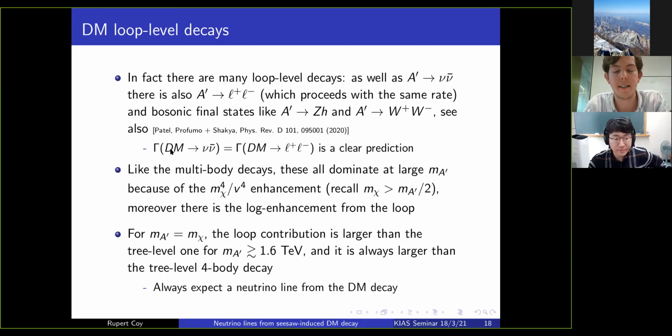And this is this very nice thing that the width of dark matter to nu bar is the same as dark matter to charged leptons. That's a clear prediction of this type of model. And as we'll see quite soon, it's phenomenologically quite relevant, because the probes on dark matter decays to charged leptons and dark matter decays to neutrinos are at a similar sensitivity. So this is not only a robust prediction, but also a testable one.